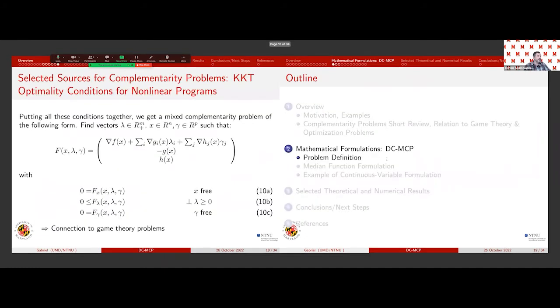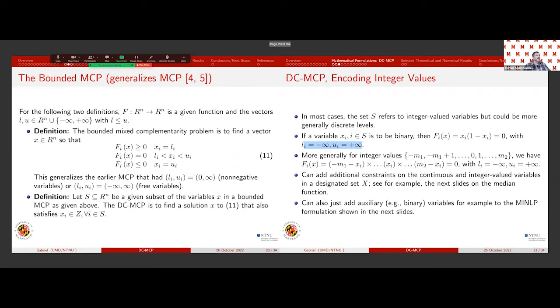You could also do more generally, if you want to have integers, you could say from minus m1 to m2, you could look at the product of minus m1 minus xi all the way up to m2 minus xi equals 0. And the roots of that equation would, of course, be the integers that you want to hit, these integers here. And then you put a minus and plus infinity for the lower and upper bound. That's one way to do it.